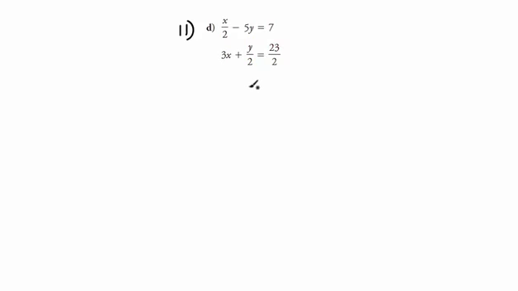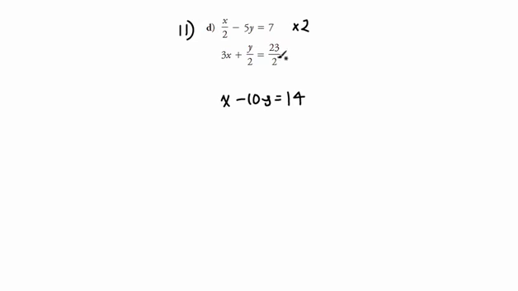Now in 11D, once again, we have these hideous fractions and we want to get rid of them. So how do we get rid of these fractions? Well, it's over 2. This is the only fraction here, so what happens when we multiply the first equation by 2? The 2's cancel, right? So we get x minus 10y equals 14, which is much better than this fraction right here.